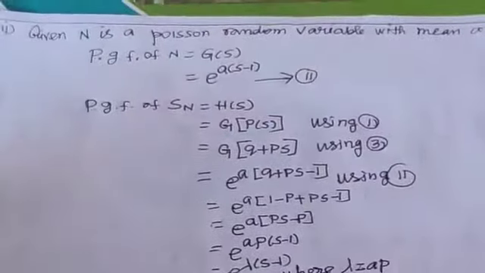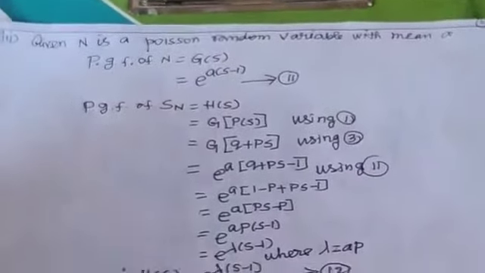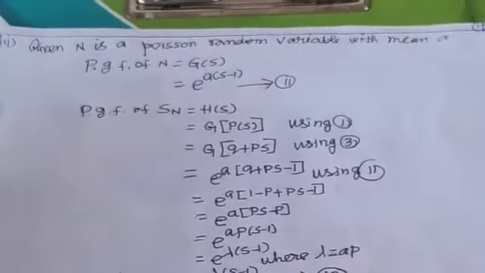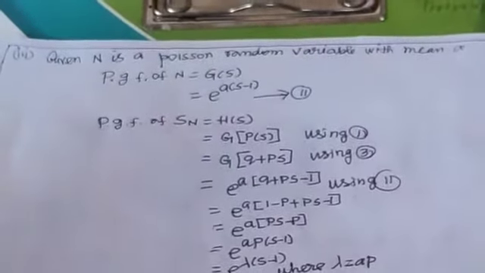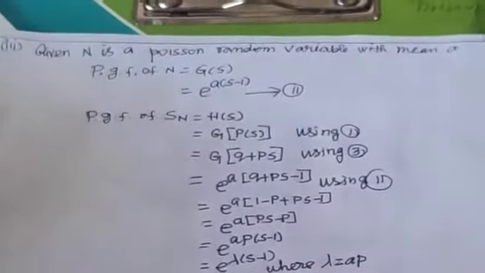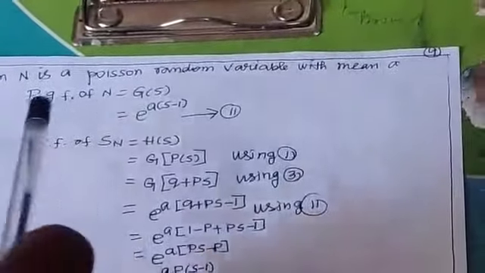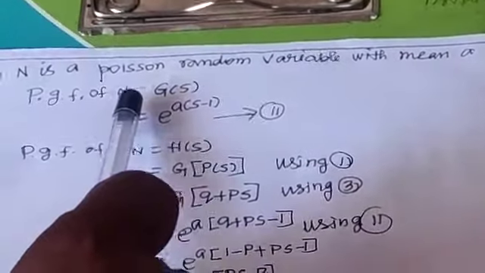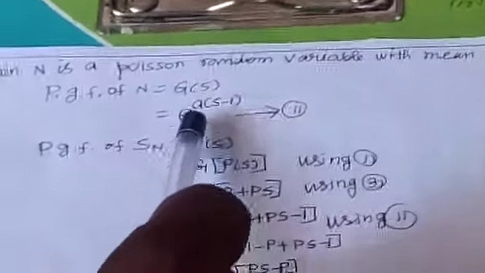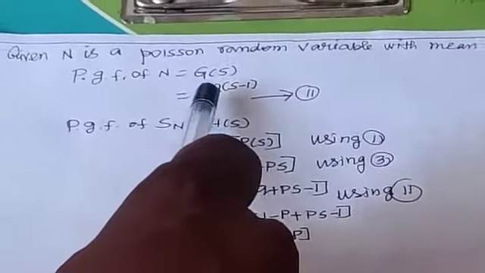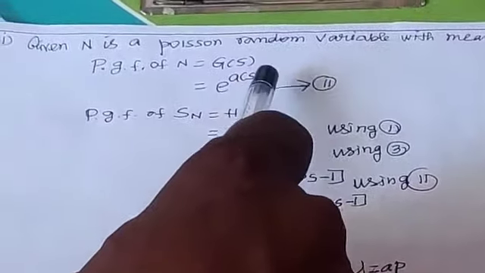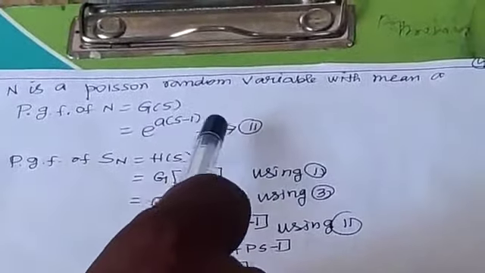Here, capital N, the probability generating function of capital N, that is Sn. So for Sn we need two random variables. In our problem it is given that N is a Poisson random variable with mean a. Therefore the probability generating function of N equals g of s. The probability generating function of a Poisson random variable is e power lambda into s minus 1. Here the parameter is a, so e power a into s minus 1.